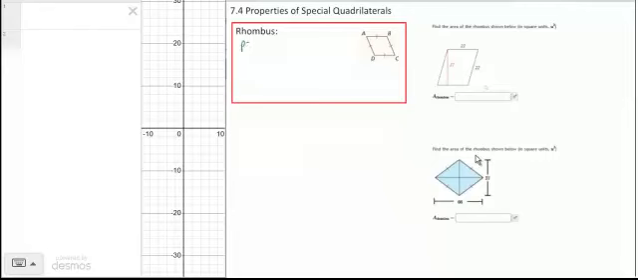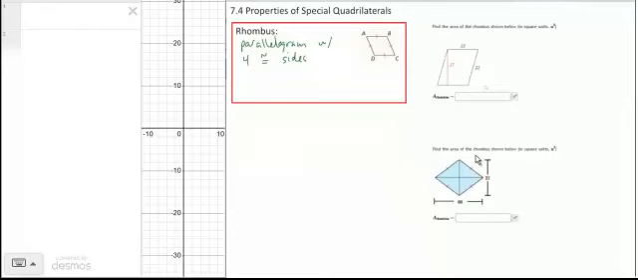When I define it, though, I'm going to define it as a parallelogram with 4 equal sides. The reason for that is that by using the word parallelogram, all of those properties we talked about last class are going to apply to a rhombus. So its opposite sides are equal, its opposite angles are equal, its diagonals bisect each other, its consecutive angles are supplementary. Everything we talked about in the last class, because it's defined as a parallelogram, is also true for a rhombus.